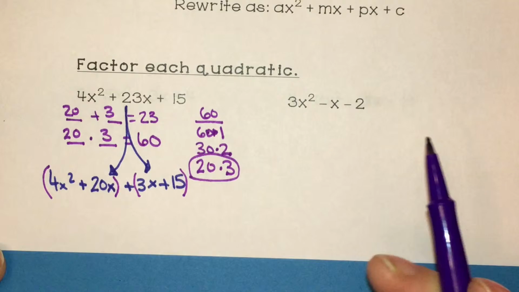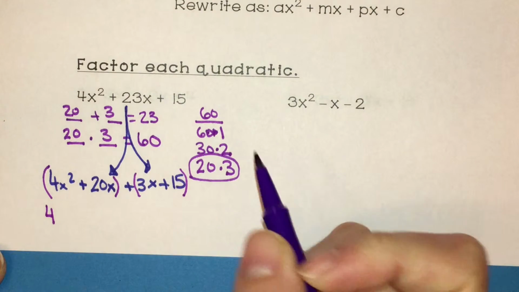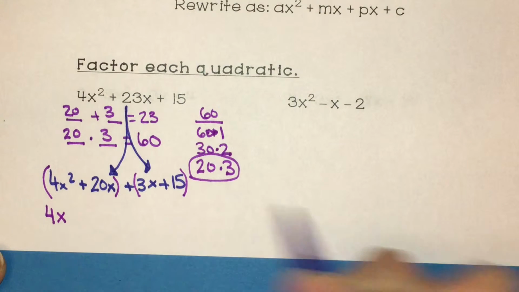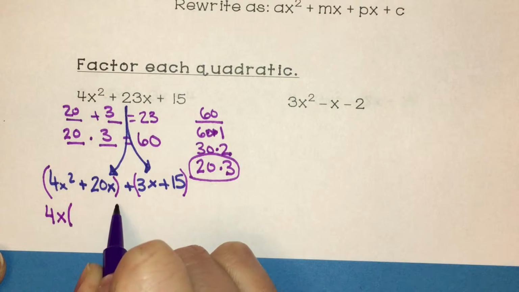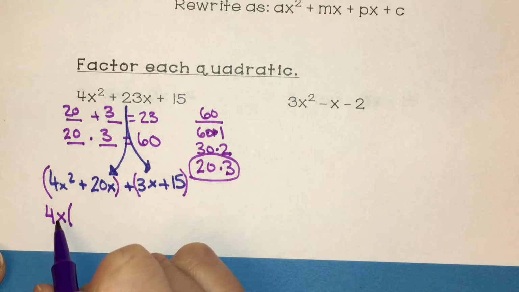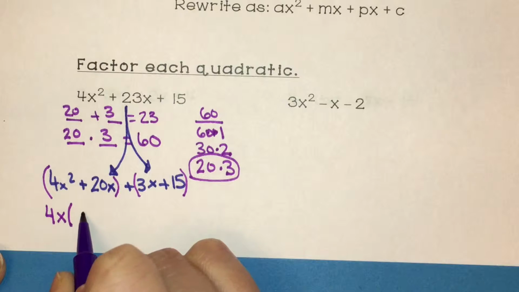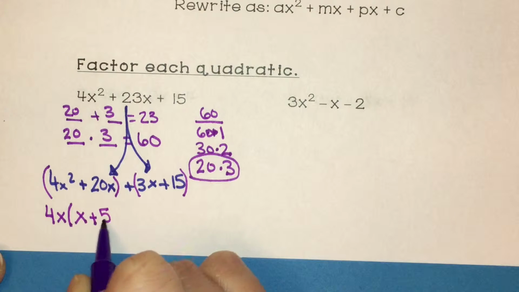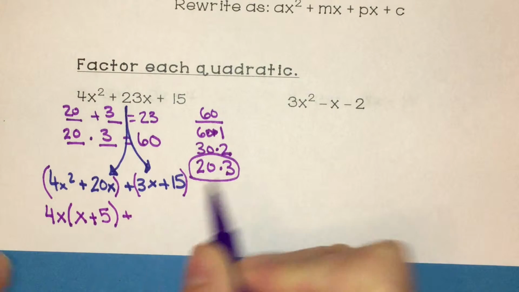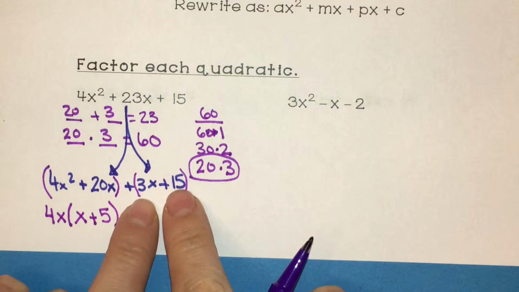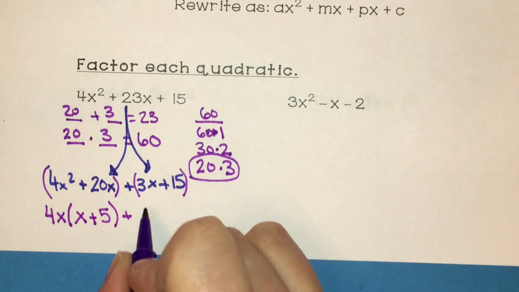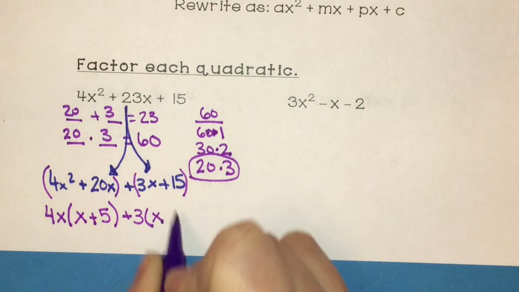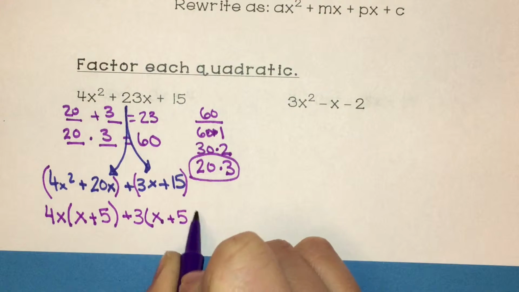I can divide both 4 and 20 by 4, and this one has an x squared and this one has an x, so because they both have at least one x, we can factor an x out. Then we write in parentheses what's left over. 4x squared divided by 4x leaves us with x. Bring down the plus. 20x divided by 4x is 5. Plus, in this one, I can factor out a 3 because both 3 and 15 are divisible by 3. I'm left with 3x divided by 3 is x, plus 15 divided by 3 is 5.